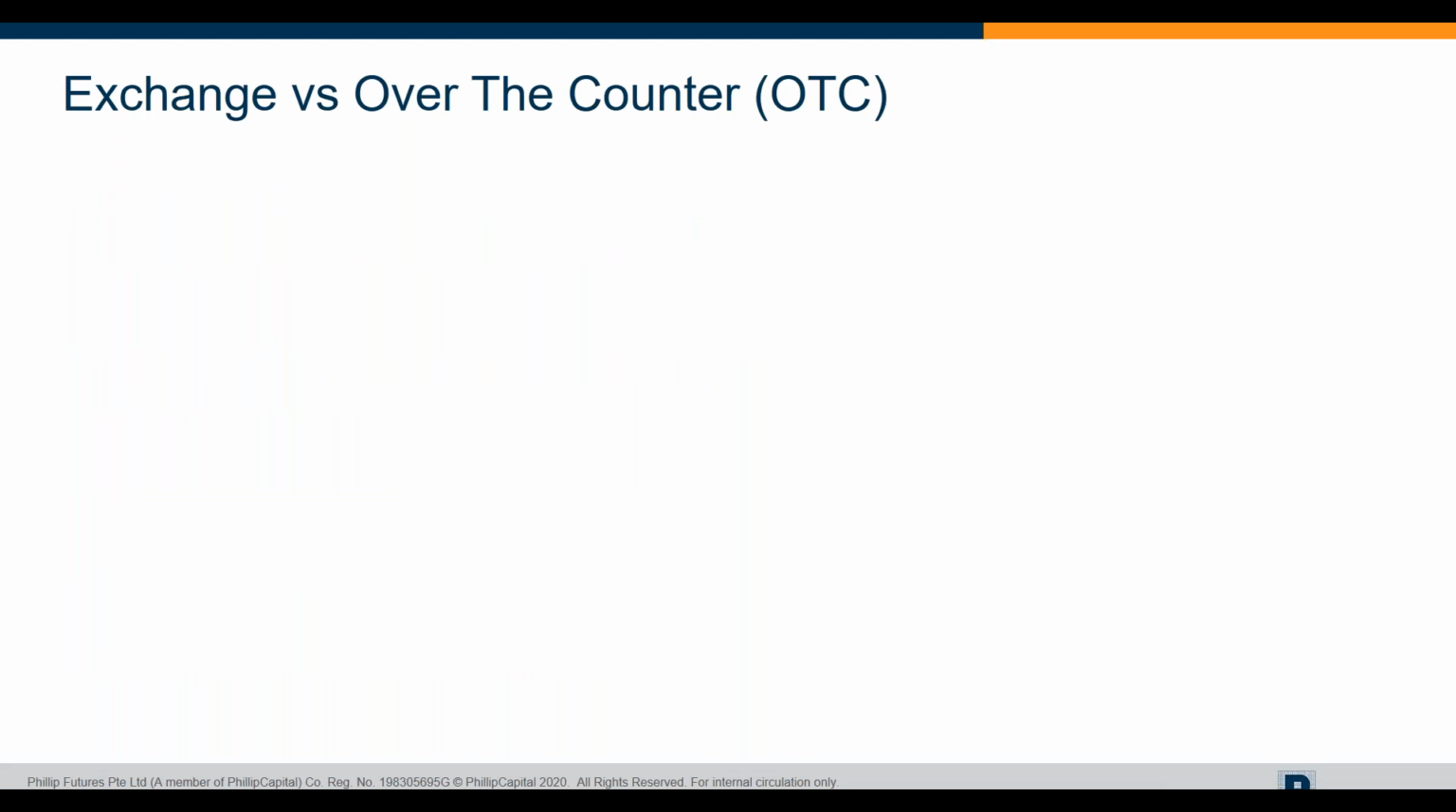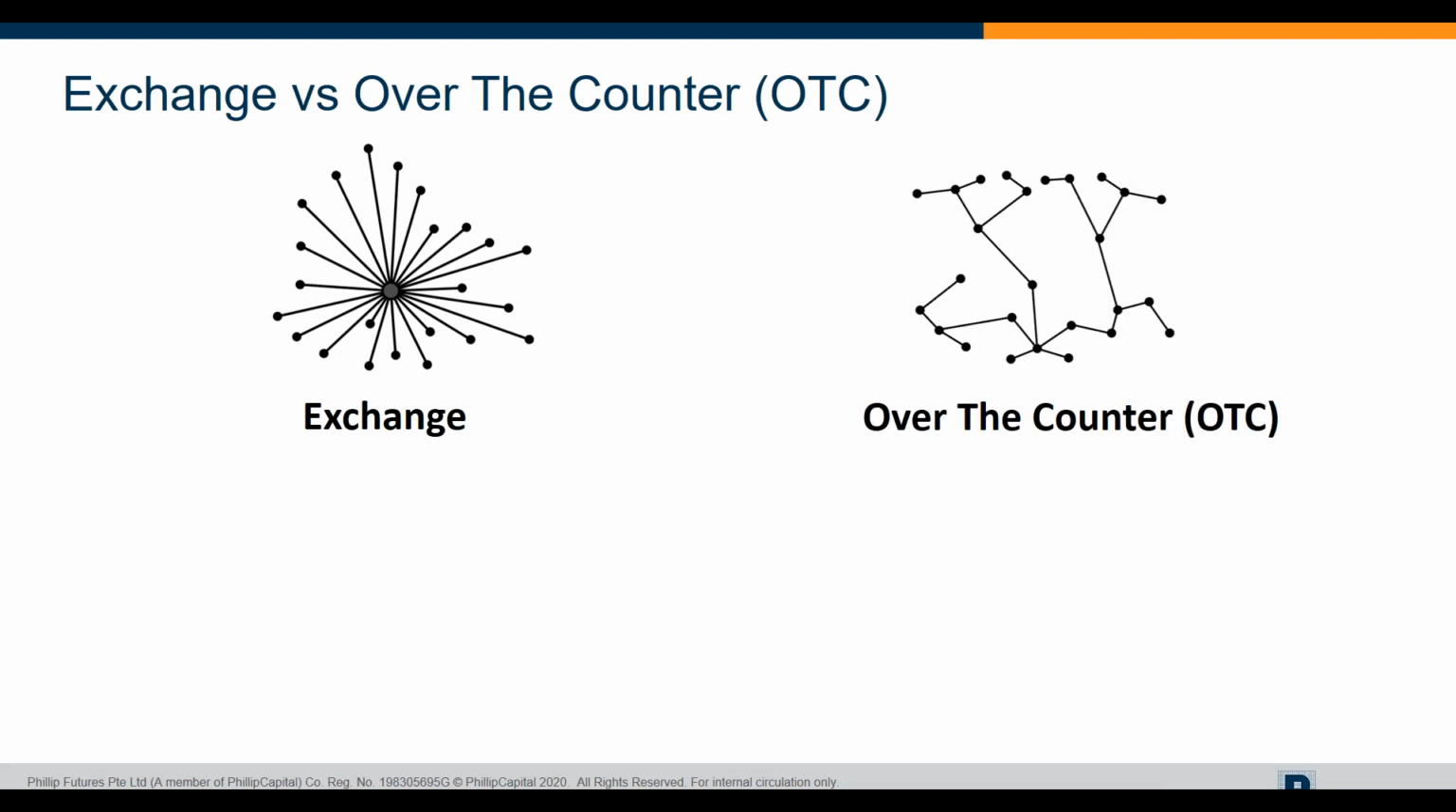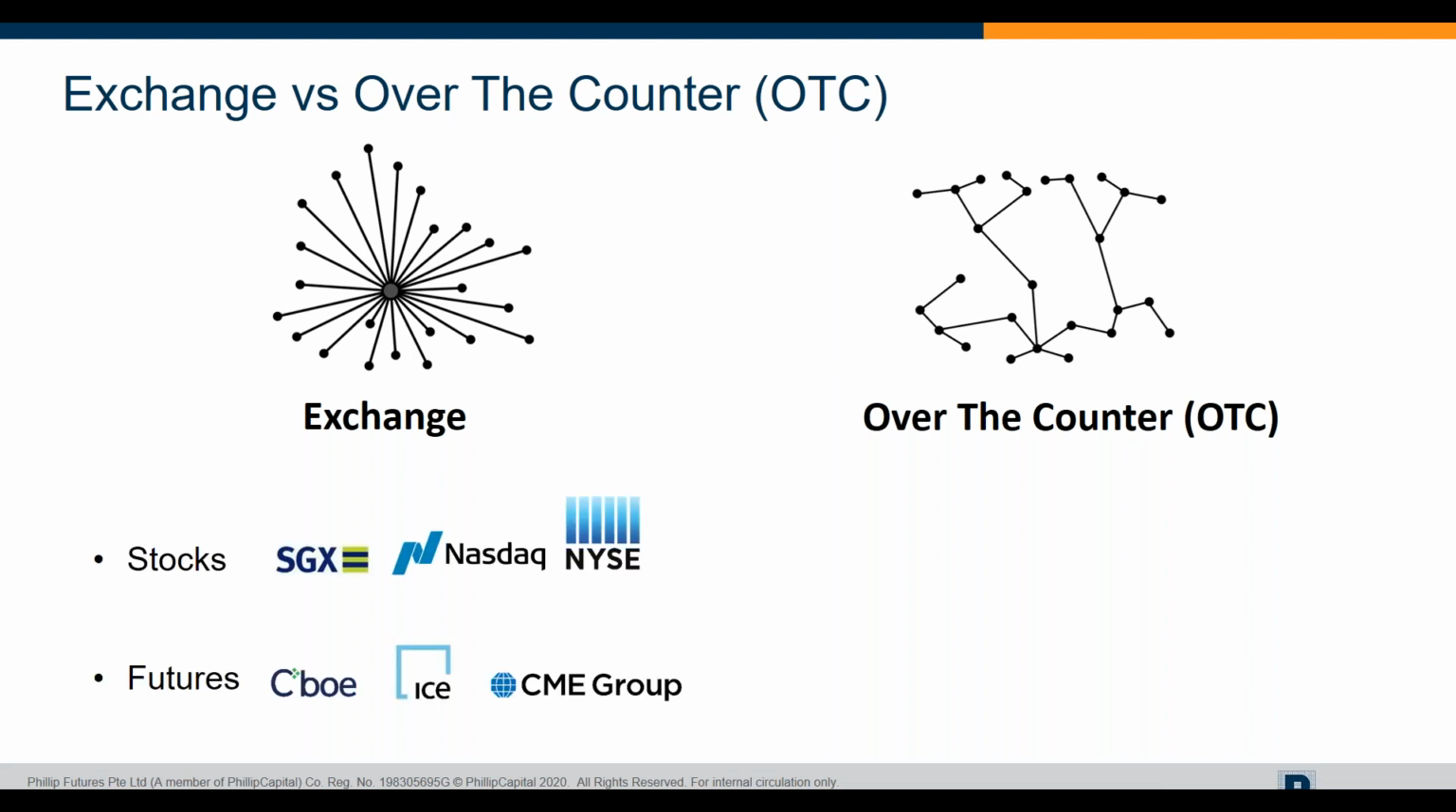Before we go further into Forex trading, it is important to know the difference between something that is exchange traded or something that is traded over the counter. Exchange and over the counter. So what are some of the products traded on exchange? We have the stocks and the futures.